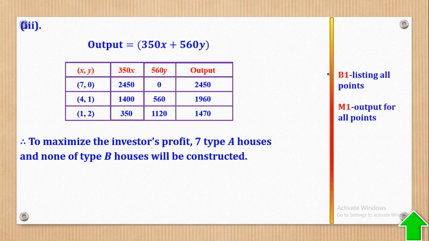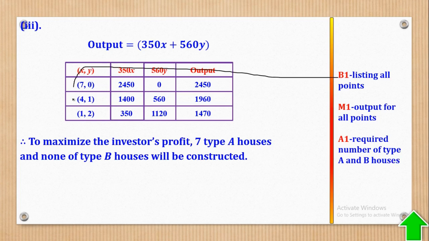Now let's see how marks can be awarded. So B1 for listing all these points in the feasible region, M1 for the output, and A1 for conclusion. So concluding this and this, that is A1.